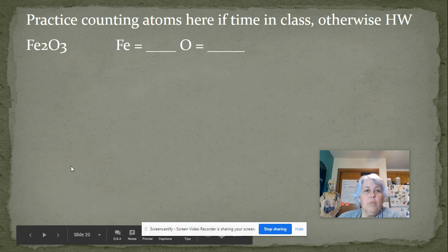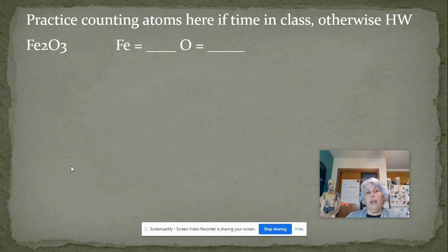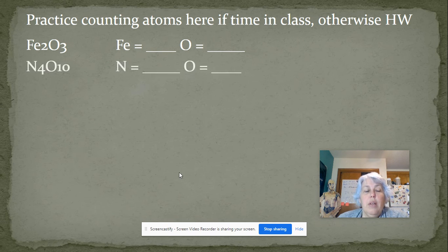So how about this one? I'm gonna go through this quickly. I want you to, either in your head or using a piece of paper, you can pause me along the way to do this quick practice, and then you'll have a homework assignment that I'll give you 2 days to do because it's kind of tricky. So pause me right now and figure out how many irons and how many oxygens. So that would be 2 and 3. That's pretty simple, 2 and 3.